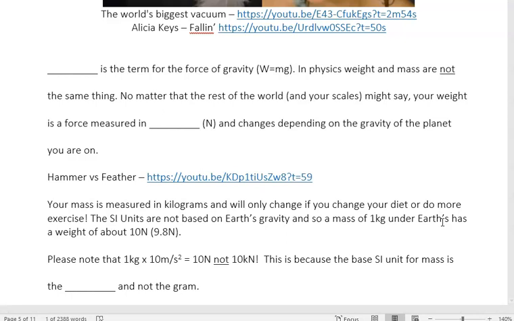Weight is the term for the force of gravity. In physics, weight and mass are not the same. Mass is measured in kilograms. No matter what the rest of the world and your scales might say, your weight is a force measured in newtons, and it changes depending on the gravity of the planet you are on.